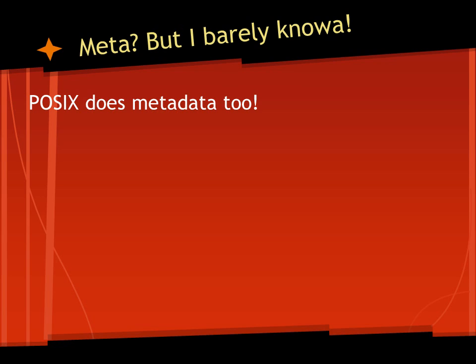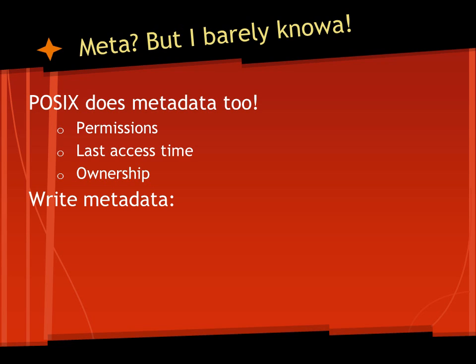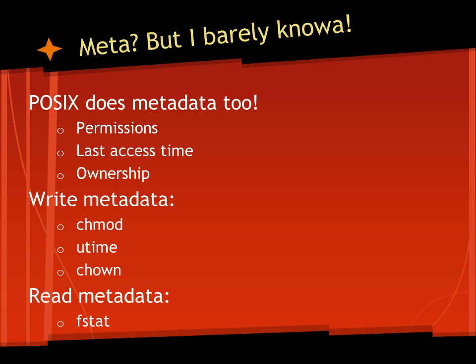POSIX can be used to gather metadata from a file as well. Metadata is the information about a file that's not actually part of the file. For example, information like permissions, last access time, and ownership are all pieces of data that are stored with the files, but not in the files. To write metadata, you can use functions such as chmod to change permissions, utime to change last access time, and chown to change the ownerships. If you wish to read metadata from a file, simply use the function fstat.